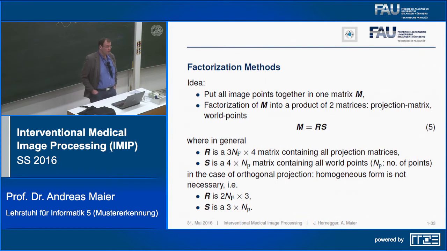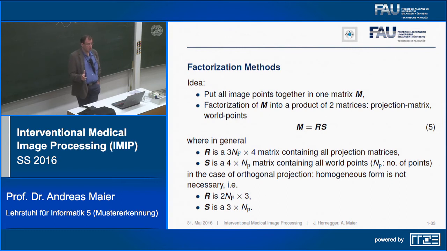So R will be only a 2 times the number of frames times 3 matrix. And every line in R will essentially describe the base vectors spanning the image plane. So you can define the image plane by 2 orthogonal vectors, and those 2 vectors will describe the image plane. And of course, in 3D, you only need 3 elements for describing a vector.